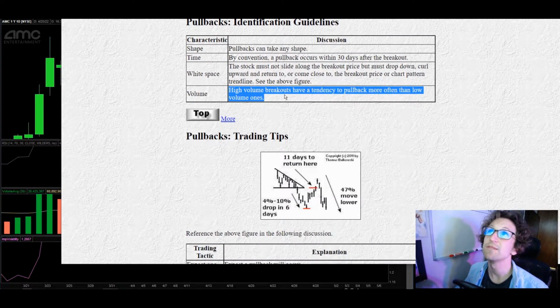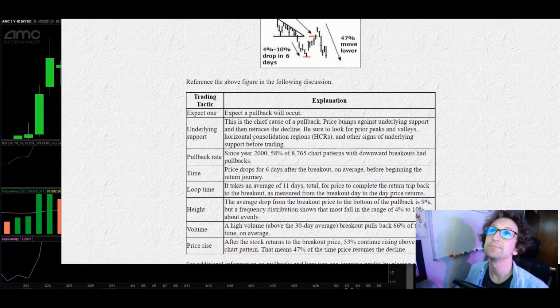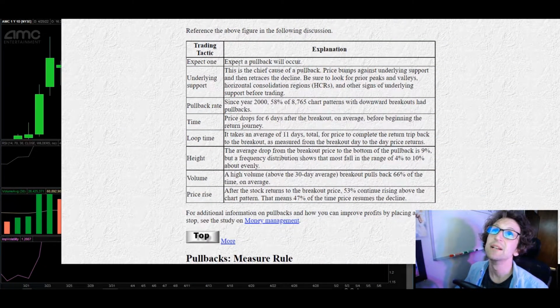He says high volume breakouts have a tendency to pull back more than low ones. That doesn't matter. And then we've got some statistics here. 58% of 8,000 patterns since the year 2000 have pulled back. It's a lot. It's a high likelihood, all right? He says price drops for 6 days after the breakout on average before beginning the return journey. And it's already returned, right?